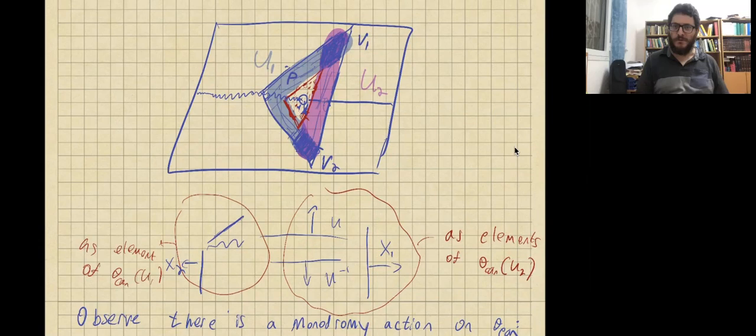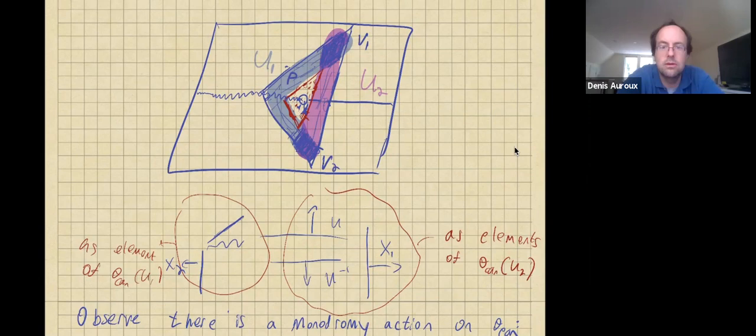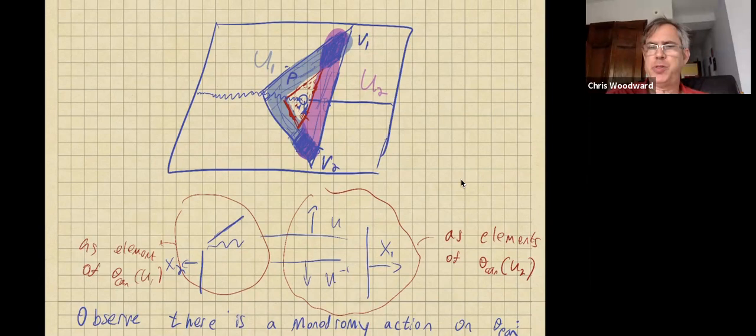Okay, any other questions? Chris, you look like you're about to speak. Well, can you say just something quickly about geometric properties of the mirror from this point of view? From this construction, it's not clear whether you'll get something smooth or log Calabi-Yau, or I don't know. Okay, yes.